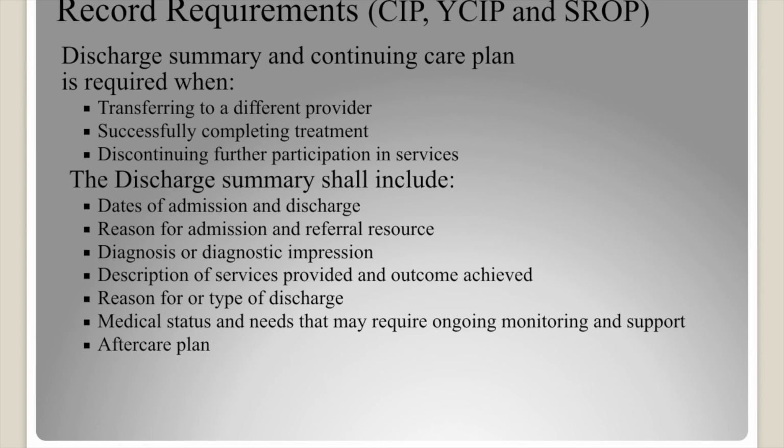An additional documentation requirement in the SIP, YCIP, and SROP is the discharge summary or continuing care plan. And that documentation is required when transferring a consumer to a different provider, when a consumer successfully completes treatment, or when a consumer discontinues treatment services. Now, the discharge summary must include dates of admission and discharge, the reason for admission and where the referral came from, the referral resource, diagnosis or diagnostic impression, a description of the services that was provided and the outcome that was achieved, the reason for or type of discharge, whether they're successful or unsuccessful, documentation of the medical status and needs that may require ongoing monitoring and support, and an aftercare plan.